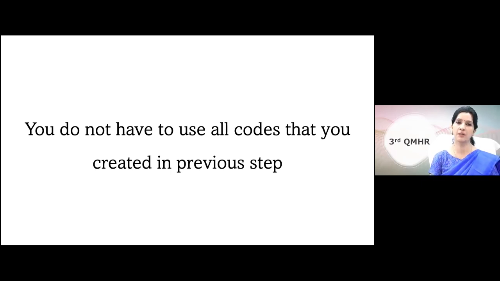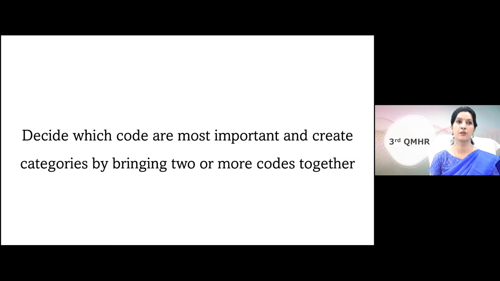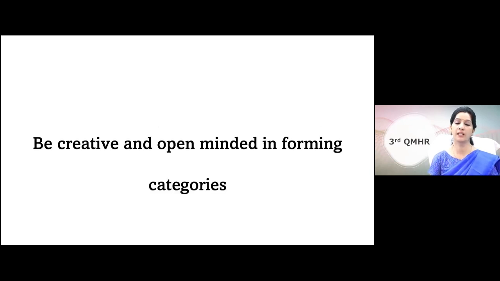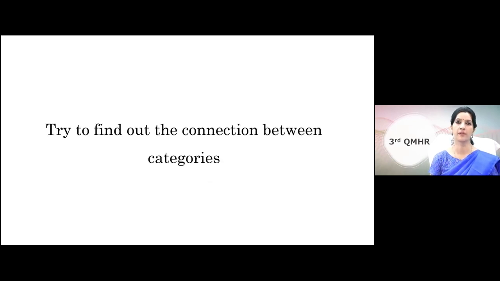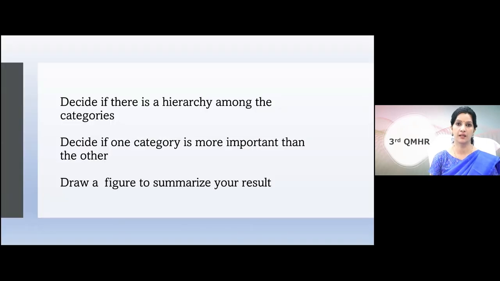You generally use 50 to 75% of the codes which you have created in the initial cycle. You have to decide which codes are important with respect to your research question, and then create categories by bringing two or more codes together, and we'll see how to create a category. You have to be very open-minded while creating a category. Once we have put two or more codes together, we call it a category. This is known as open coding, the first process. The second process, when you try to find out the relationship between the codes, is called axial coding. And when you have one predominant code, we call it selective coding.